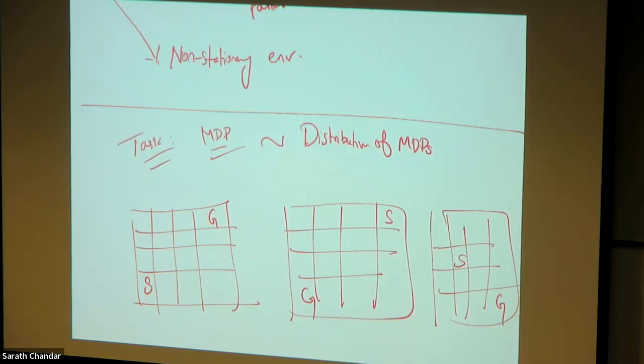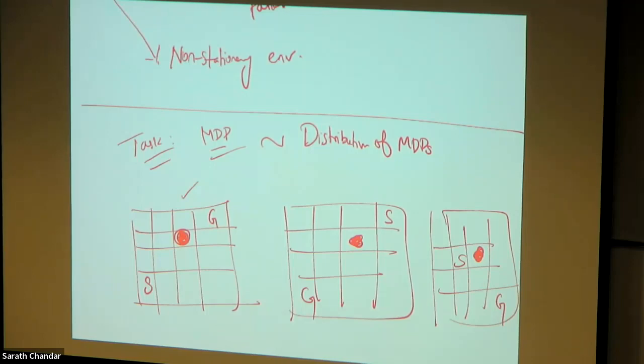Now what does it mean to say this is the value of this state? Because the value of this state is going to be different in each of these MDPs. The value of this state in this MDP is going to be very high because it's very close to the goal when compared to the other two grid worlds. You can try to learn the distribution of those MDPs, and the overall value of that particular state would be weighted by the probabilities of those MDPs. But is that a good idea?